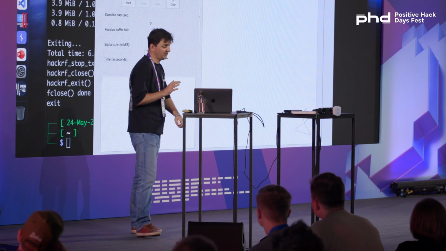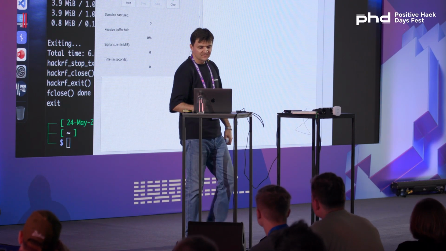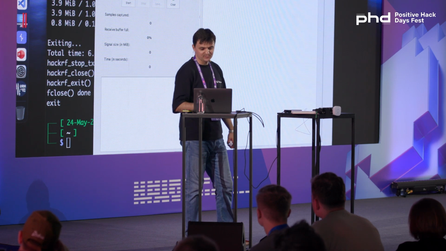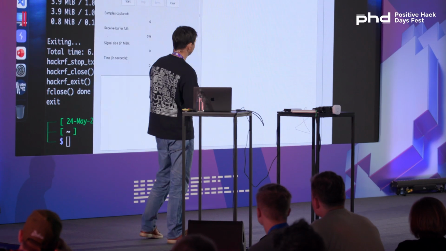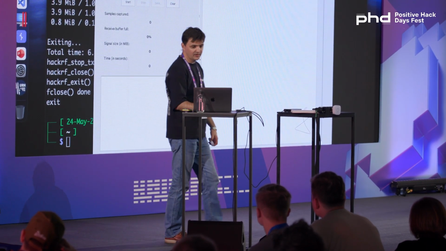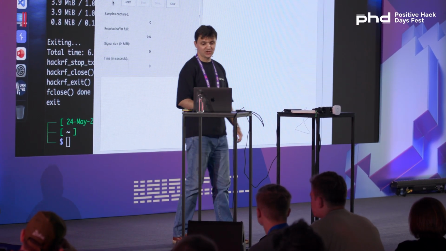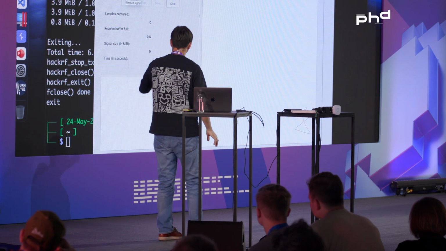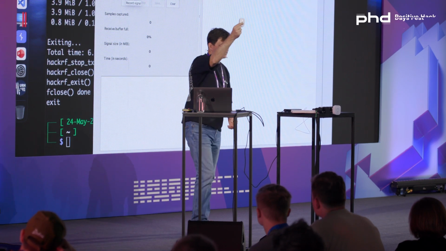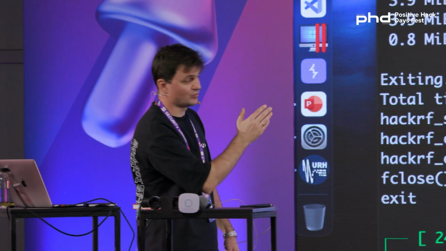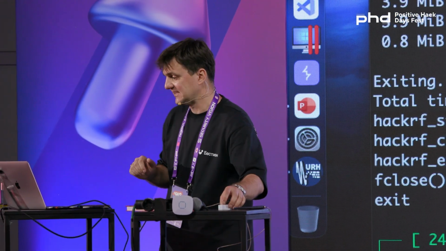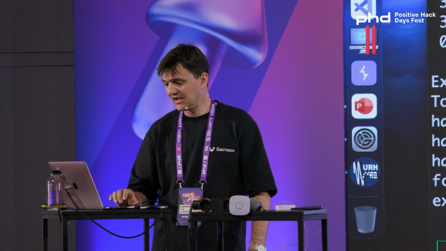The default frequency is 433 for IoT, and the sample rate shall be the same, right? Let's set it the same, 2 megahertz. The same steps. We start recording the air. I click the bell button. I think that's enough. As you can see, we have captured the signal.